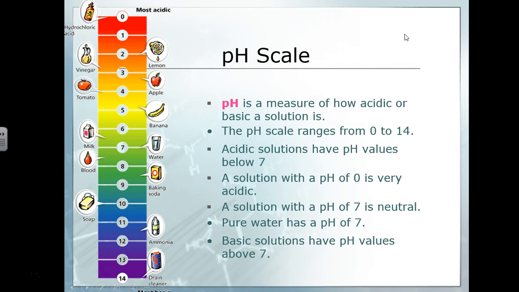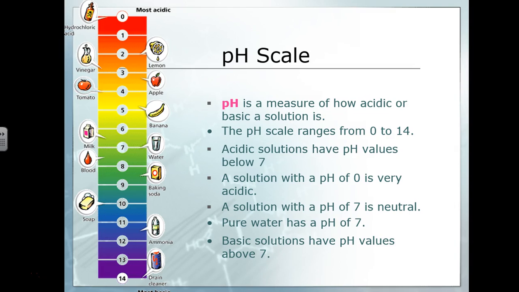So how do we measure these? So now that we know the properties, we measure them on a scale called the pH scale, and it's a small p and a capital H. It measures how acidic or basic something is. So the pH scale goes from 0 to 14. Acidic solutions have pHs lower than 7. So 6 or below: 6, 5, 4, 3, 2, 1, or 0. 0 would be the most acidic thing that you can get.